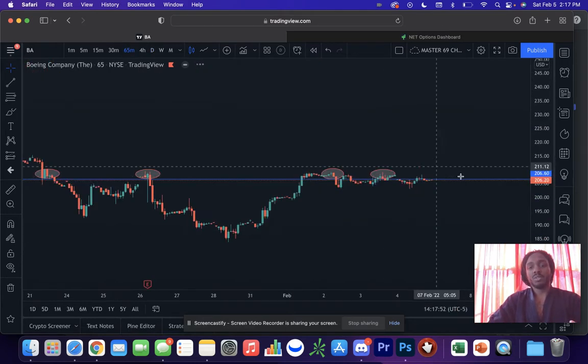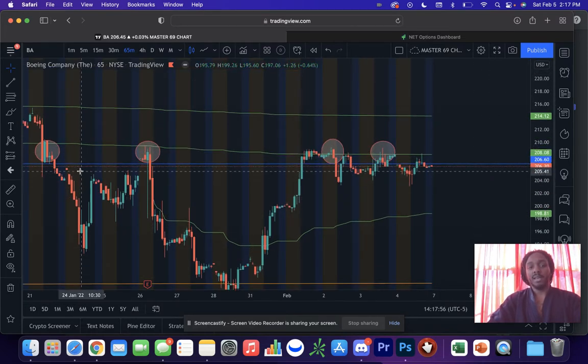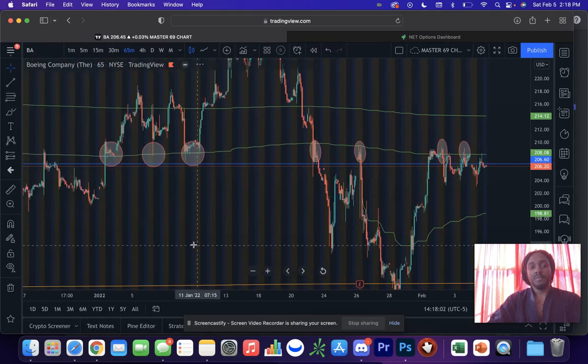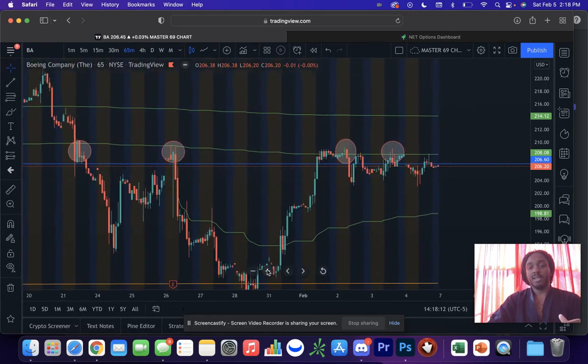So you go to a shorter time frame. I go to the 65-minute time frame, and you can see that Boeing has been tagging this anchor VWAP. It's just been tagging it consistently. You go back a few more days, you can see that this level was holding as support. Then it flushed it. Then it started rejecting there, and it keeps rejecting there. So now you got to be ready to play the next move.